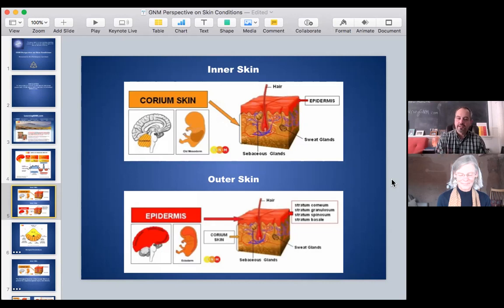The first layer is that inner skin known as the corium skin, the dermal skin, the dermis layer. And that includes the sweat glands and the sebaceous glands, as you can see here in the diagram. Then we have the outer skin, the epidermis, made of squamous epithelial tissue. It's divided into more layers, but in general we have the inner skin and the outer skin. Today, we're going to first start with the inner skin, the corium skin.